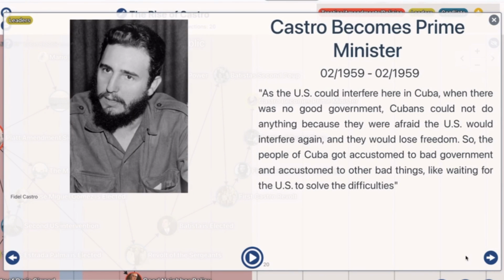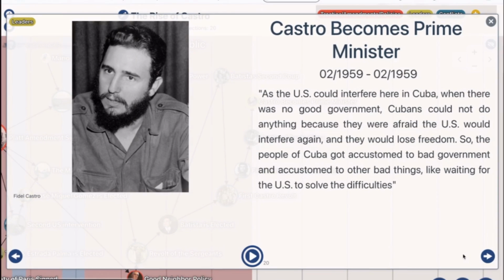Finally, Castro is ultimately elected, ending with the quote, "As the US could interfere here in Cuba, when there was no good government, Cubans could not do anything because they were afraid the US would interfere again, and they would lose freedom. So, the people of Cuba got accustomed to bad government and accustomed to other bad things, like waiting for the US to solve the difficulties."